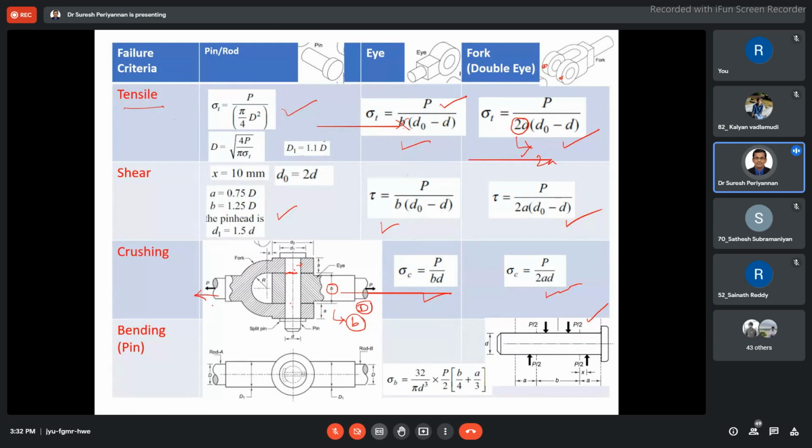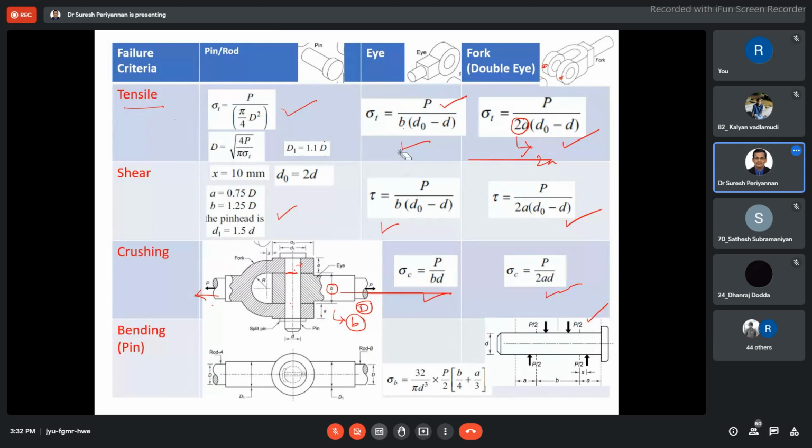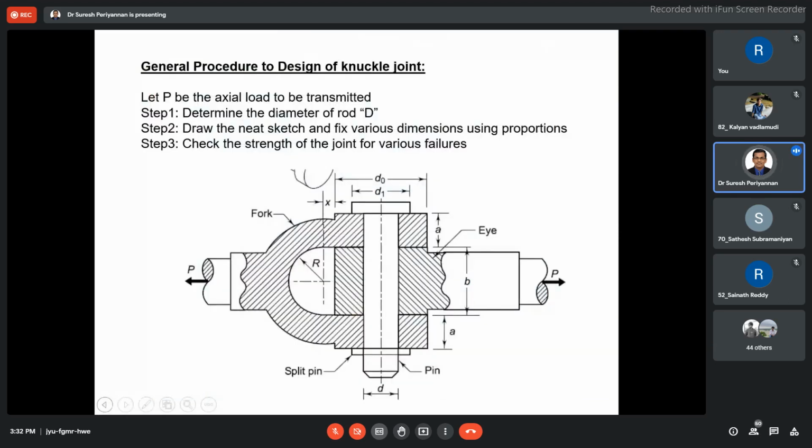Sorry, one minute. I take another color. Now, if you put 2A here instead of B, you are going to get the tensile failure of the fork end. There are two ends in the fork, not two eye ends, then we are multiplying by 2. That's all the components we discussed. Now we move to one problem. And this I also showed, or not.